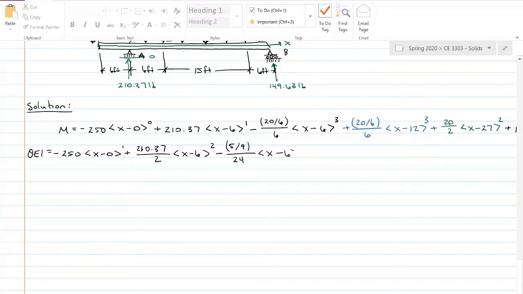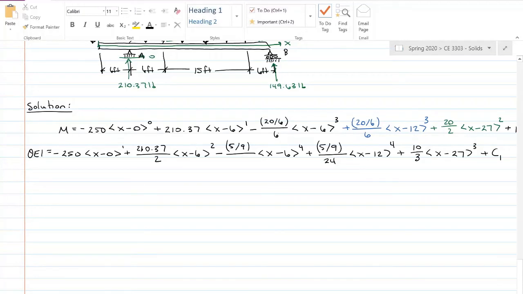times x minus 6 to the fourth plus 5/9 divided by 24 times x minus 12 to the fourth plus, let's see, 20 over 2 is 10, 10 divided by 3, x minus 27 cubed plus my constant of integration 1. 20 divided by 6 is 5/9. So this should just be 4, as should this one. I overthought myself. Okay, so that's 20 divided by 36. That simplifies to 5/9. That's what we divide by 4.